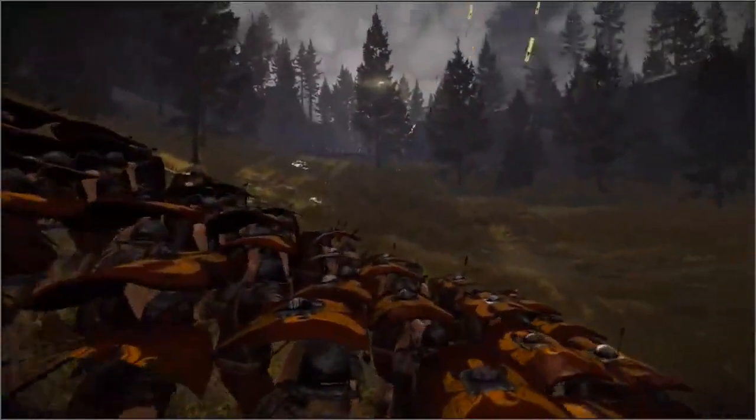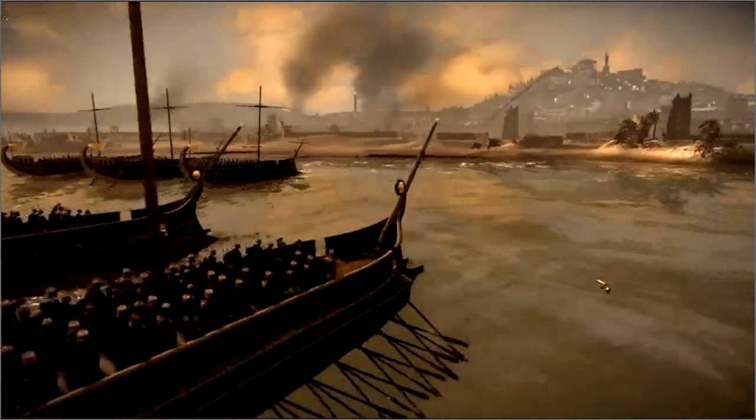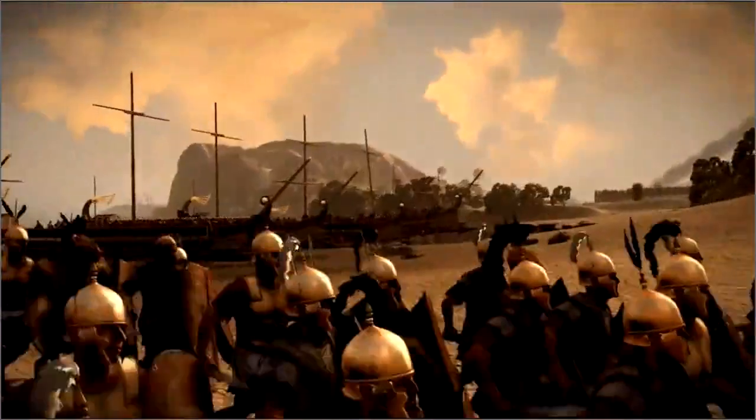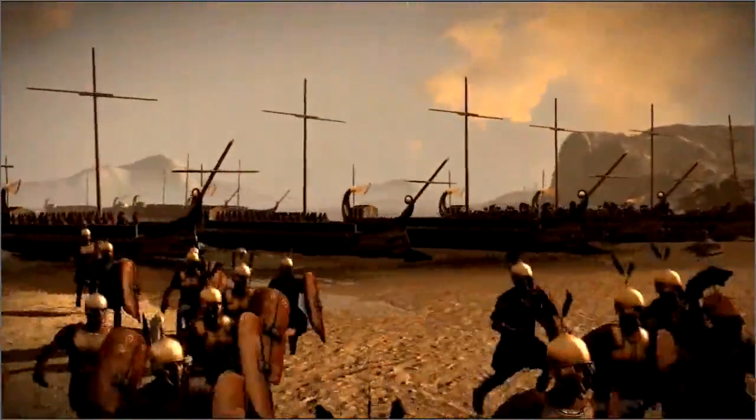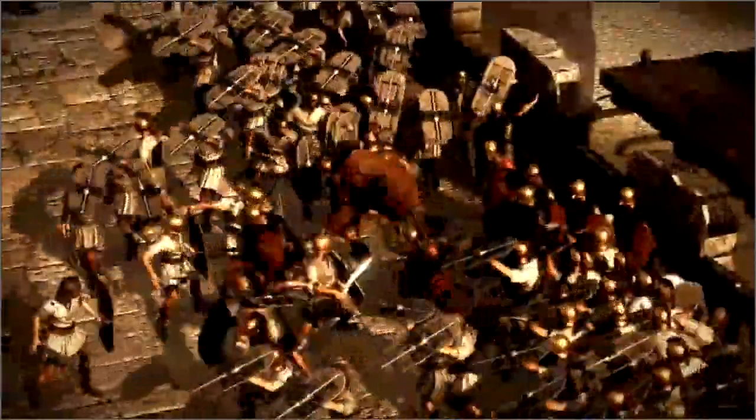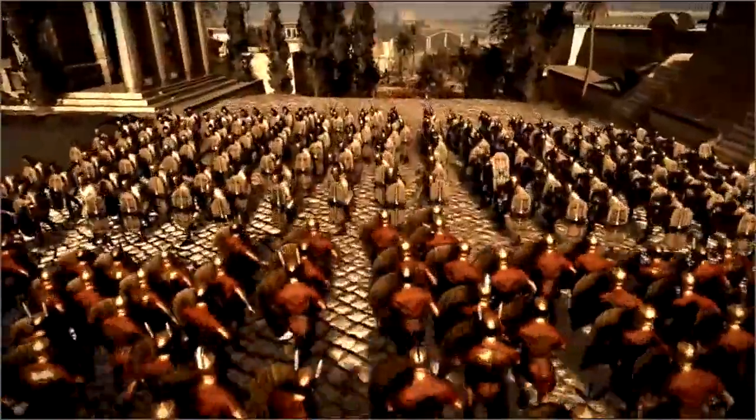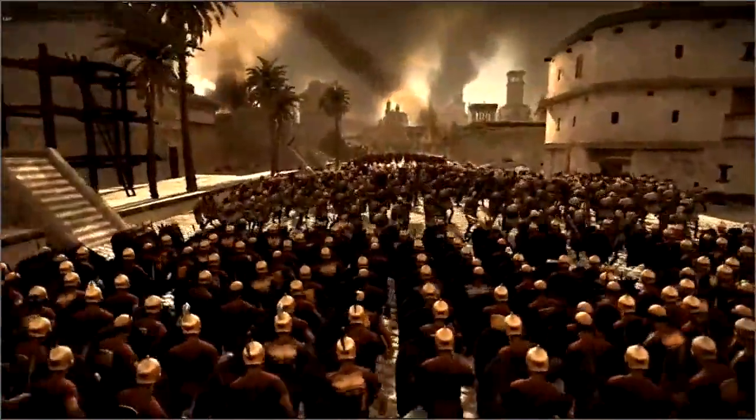It really needs the audio, doesn't it? Okay, so I think you can see it's quite an impressive visual spectacle, really. Certainly on the battle side.